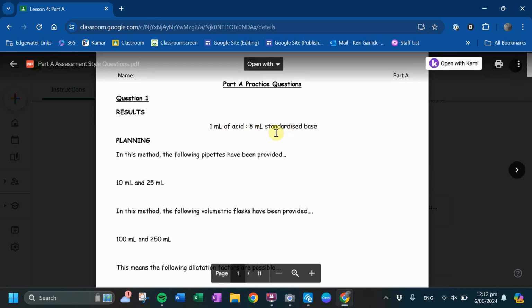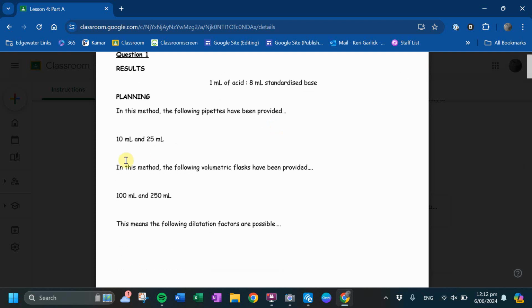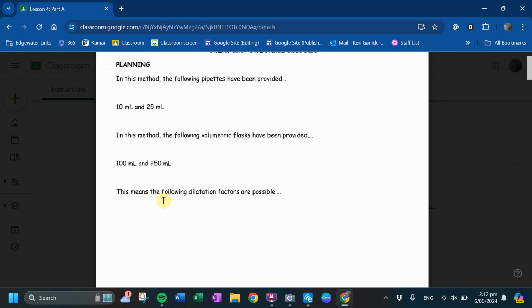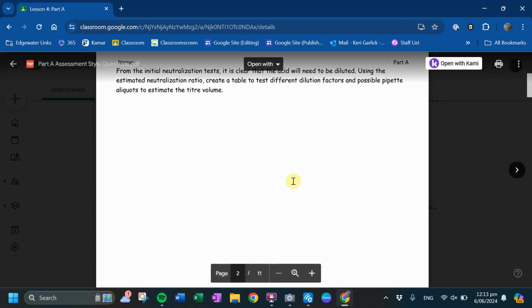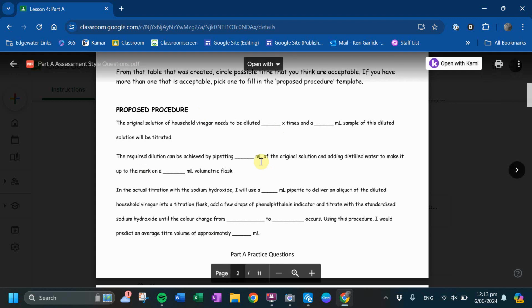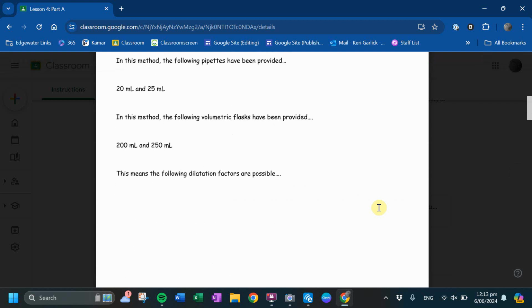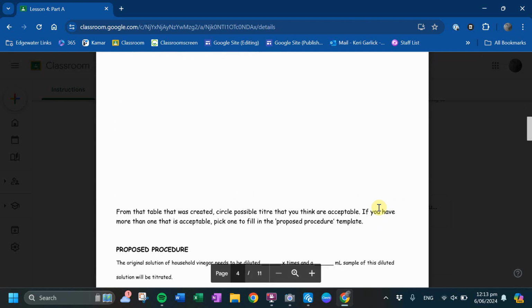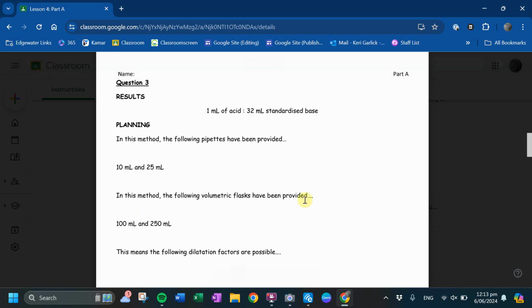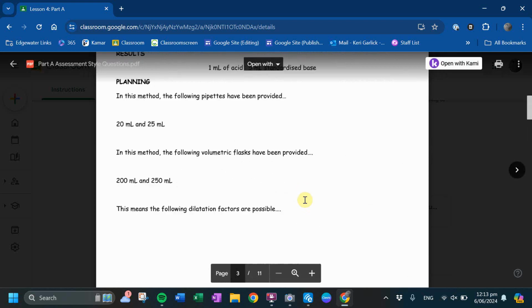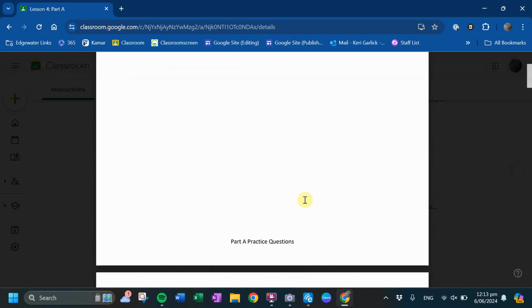In this example, I've given you the ratio. So I've said you have 1 mL of acid, and for 1 mL of acid, you need 8 mL of base. I've given you the pipette sizes and the flask sizes, so you can figure out the potential dilutions that you can do. And then you make your table, like I did, and then you fill in the proposed procedure. So that's our practice, and then this is the next practice question. I just did different variations of that same question. All I've done is I've changed the numbers here, and I've changed the numbers here. So that's going to be practice work, and then I can talk about how to do the write-up for the excellence on Monday. Sound good?